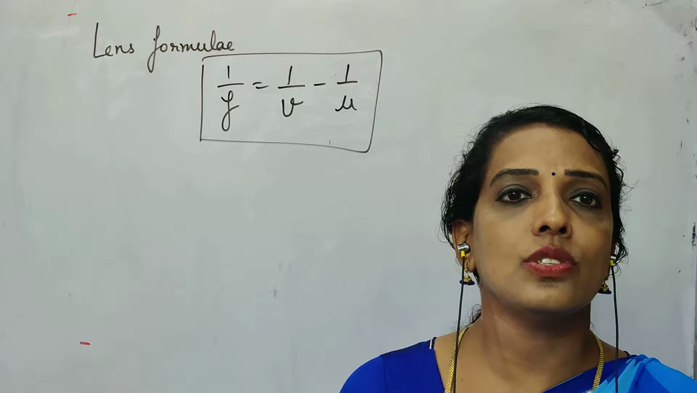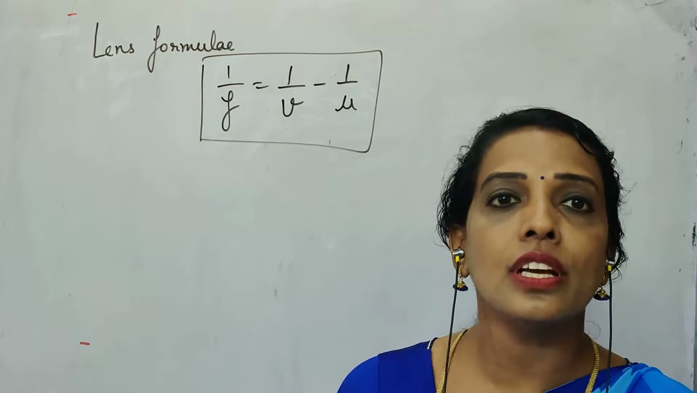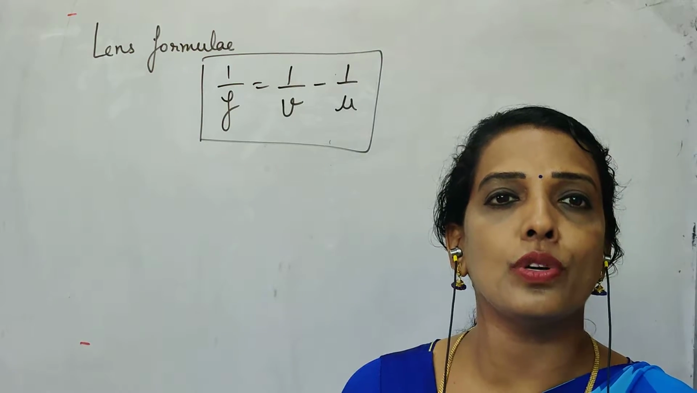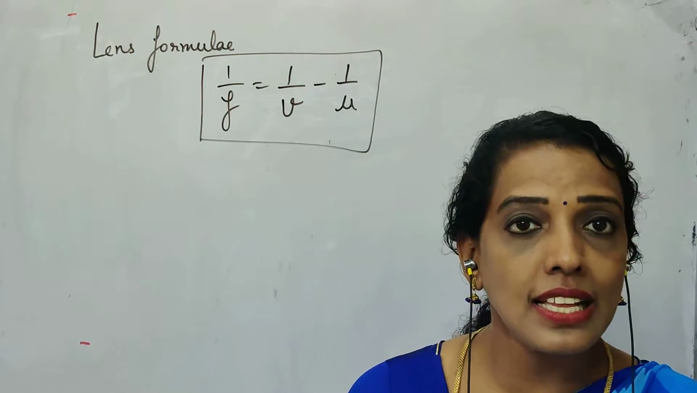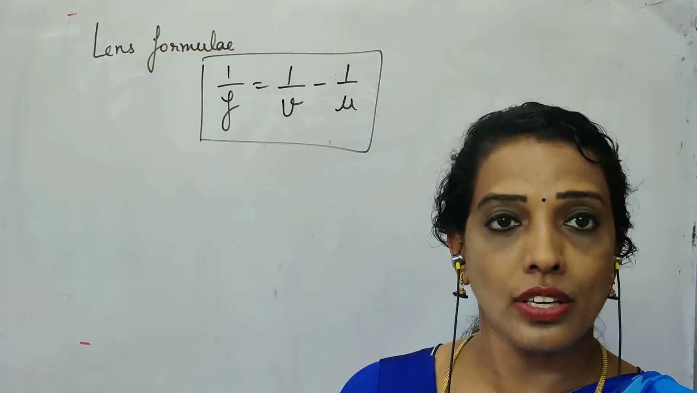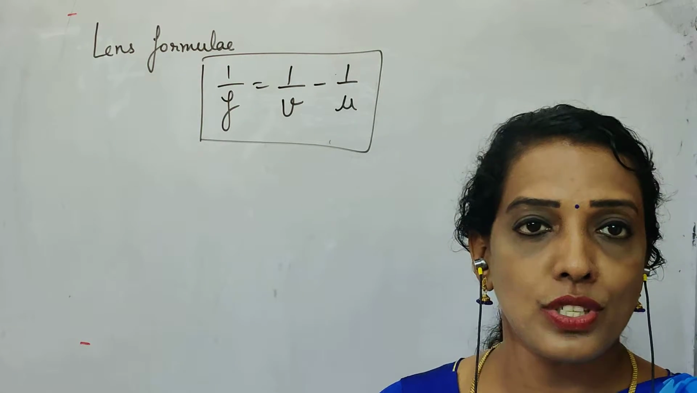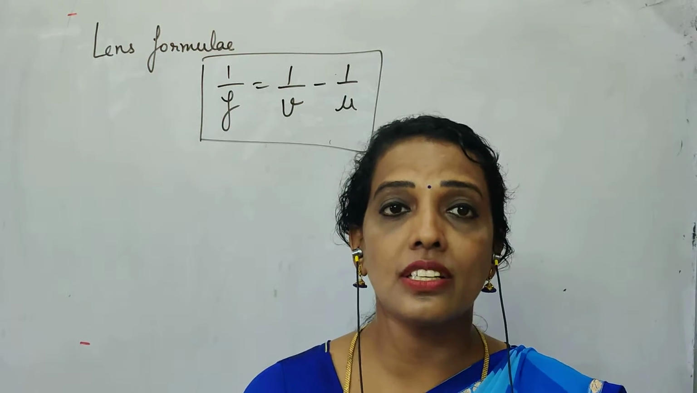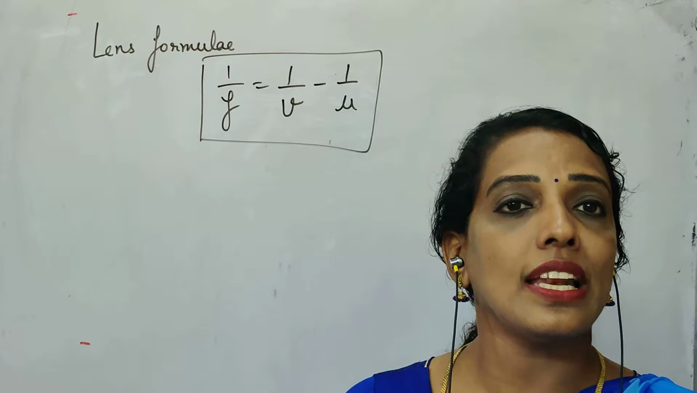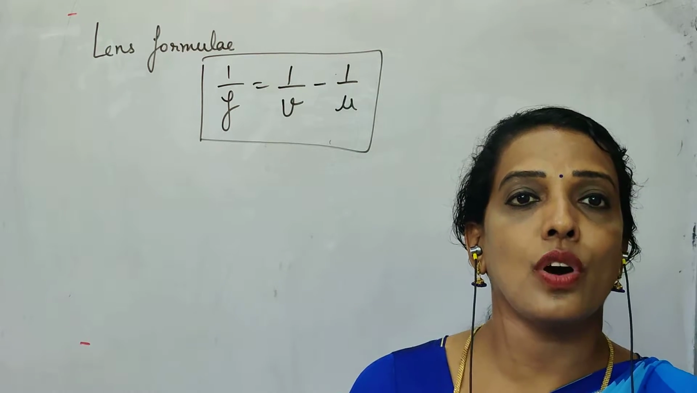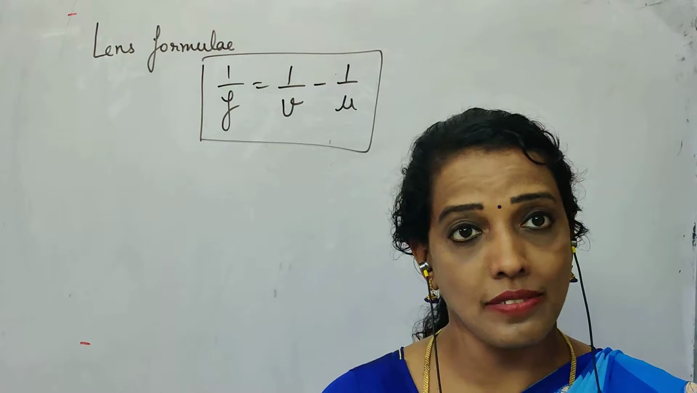If you remember, u was negative for both, v was positive for both, and the optical center was the same for both. The major difference came in the focal length only. Focal length was positive for the convex lens and negative for the concave lens.